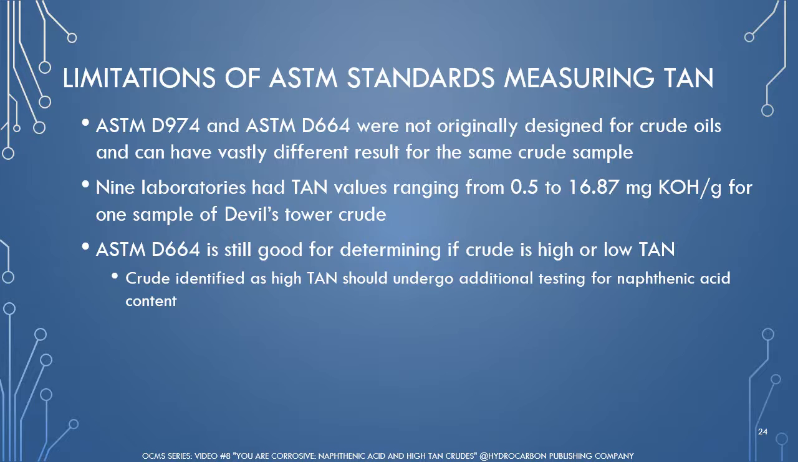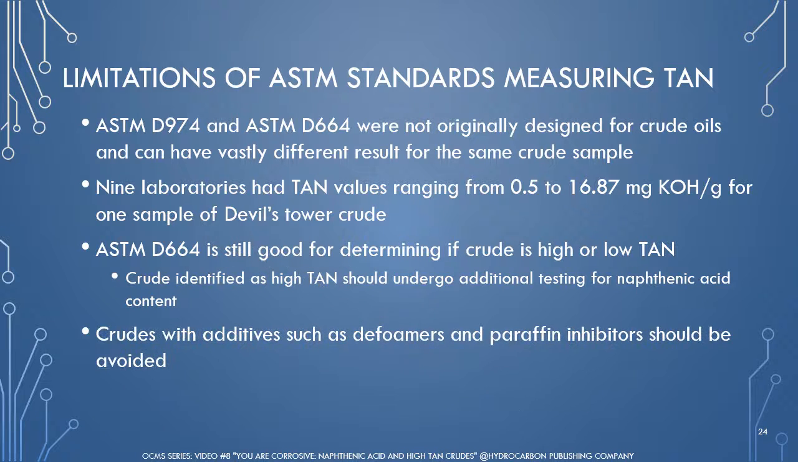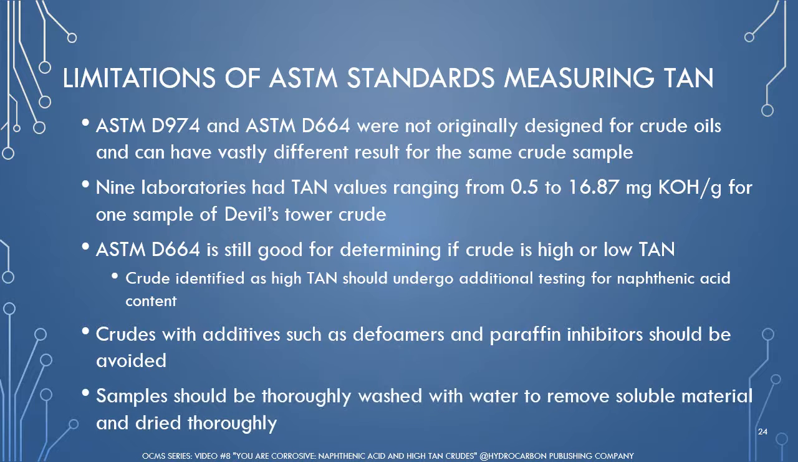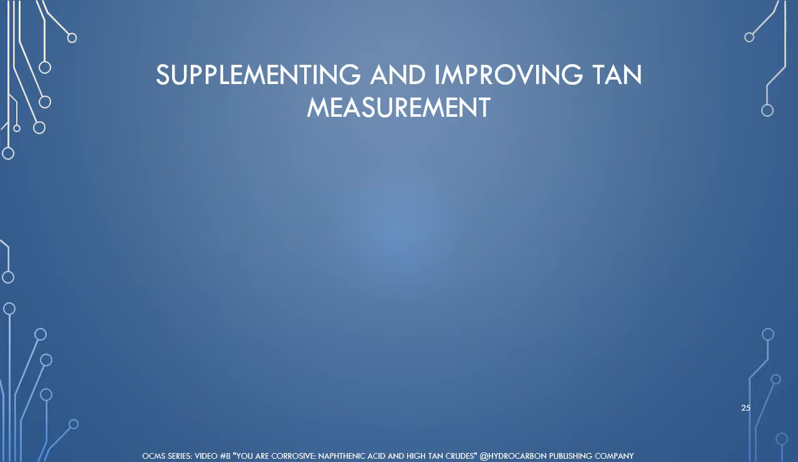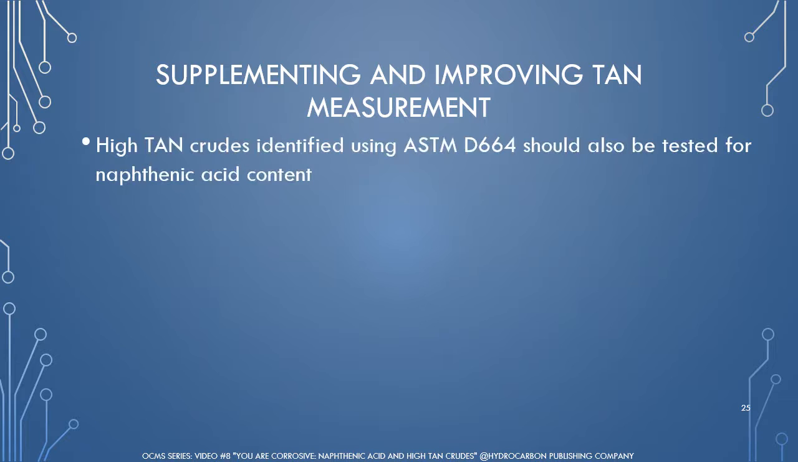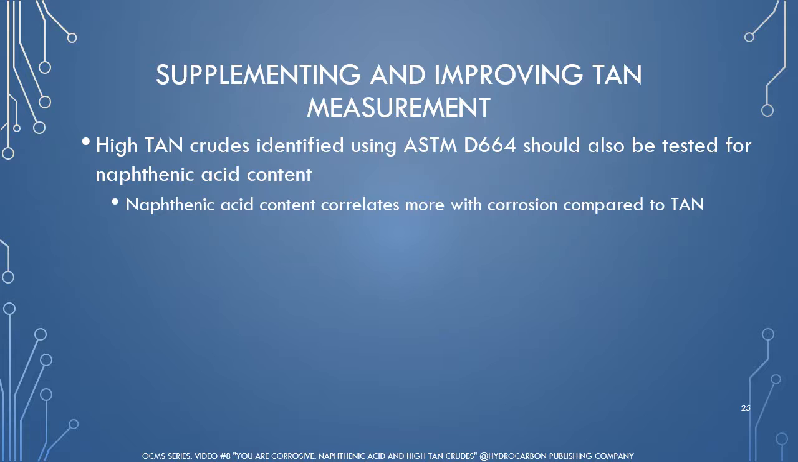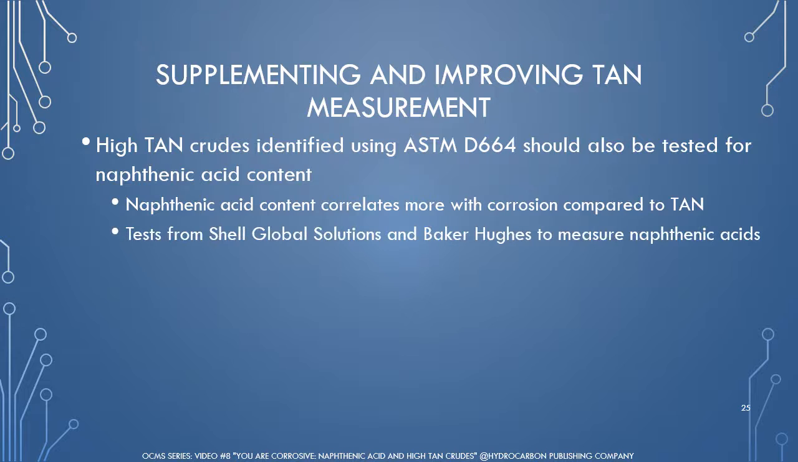To get more consistent results, refiners should avoid samples with additives such as defoamers or paraffin inhibitors and remove soluble material by washing the sample with water and drying it thoroughly. As mentioned previously, crude samples identified as high TAN should be tested for naphthenic acid content, which better relates to corrosivity compared to total acid number. Some methods suggested in literature include tests from Shell Global Solutions and Baker Hughes.